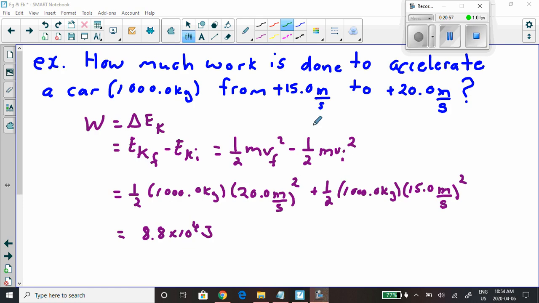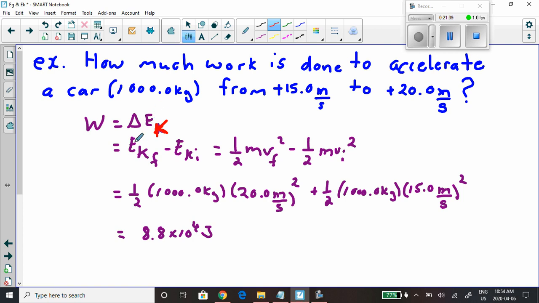All right, let's do an example. How much work is done to accelerate a car of 1,000 kilograms from 15 meters per second positive, its initial velocity, to 20 meters per second, its final velocity? How much work is done? Well, work is equal to change in energy. But in this case, we're not lifting the object up into the air. We're not changing its gravitational potential energy, we're changing its kinetic energy. So in this particular case, work is a change in kinetic energy.